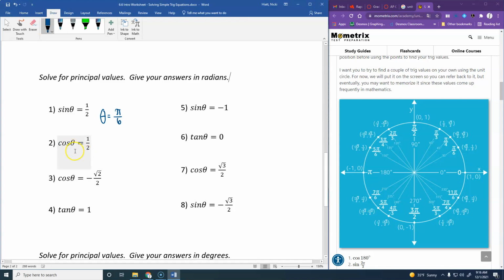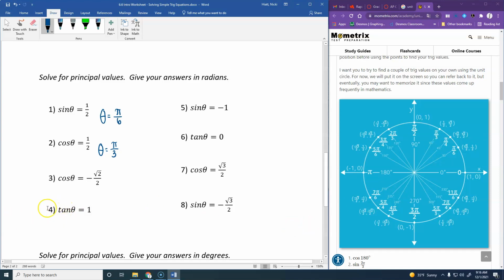For cosine, we have first and second quadrant. So here, for where cosine equals 1/2, we're looking at the x-coordinate, that's cosine, and we can see right here cosine is 1/2. So that would be pi over 3. So our theta would equal pi over 3 for that one. Now, some of these are going to be a little bit more difficult.